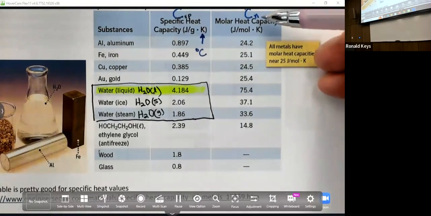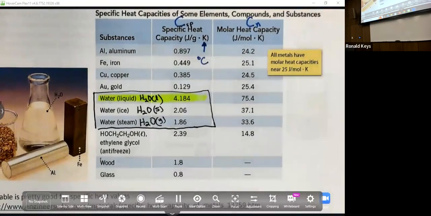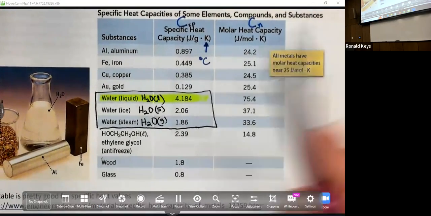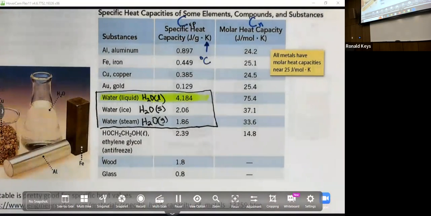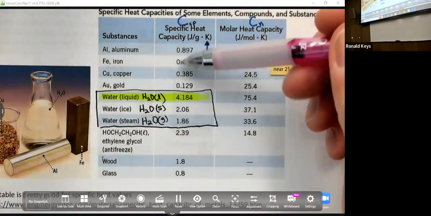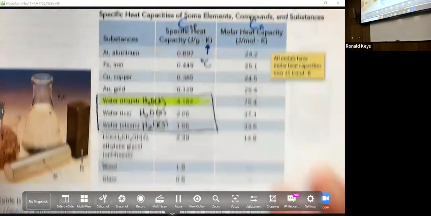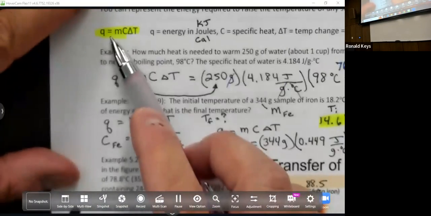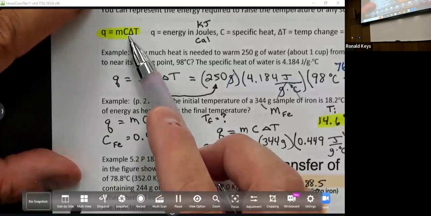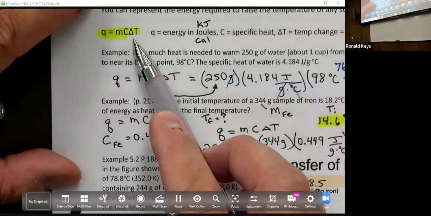And you could have the molar specific heat as well if you're talking about an entire mole. But typically we do this in joules per gram degree Celsius. And so here are the specific heat values. And then we can calculate how much heat energy we are going to use: Q is equal to the mass times the specific heat times the temperature change.